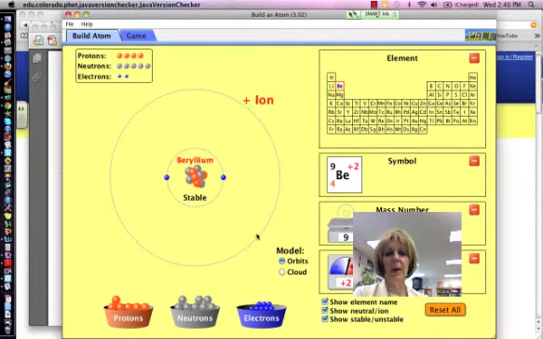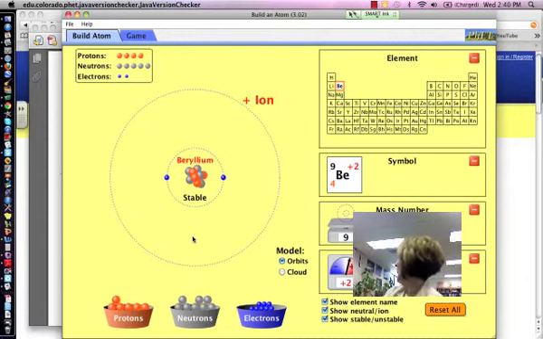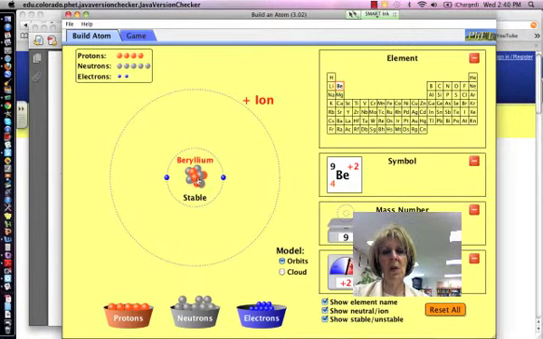So let's make fluorine. I need to add some more. If I look at the atomic number for fluorine on my periodic table, I see that fluorine has the atomic number of 9. So I'm going to add some more, and notice that I made boron, carbon. Here's my atomic number here.